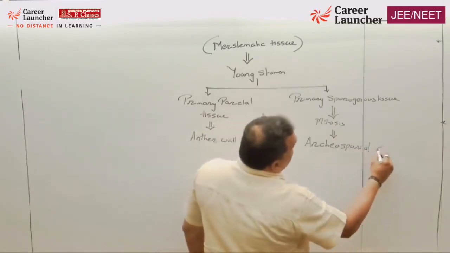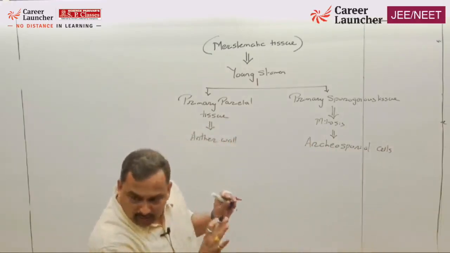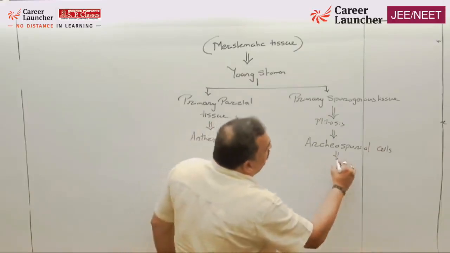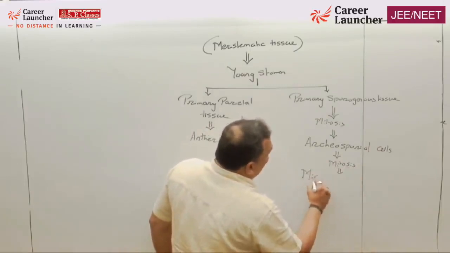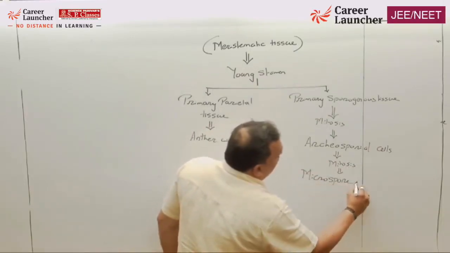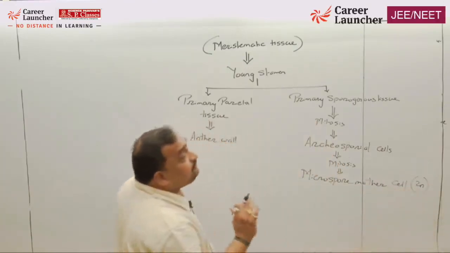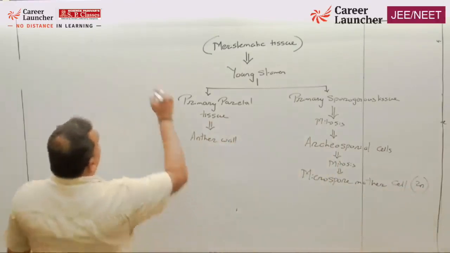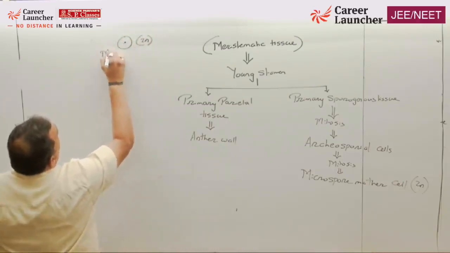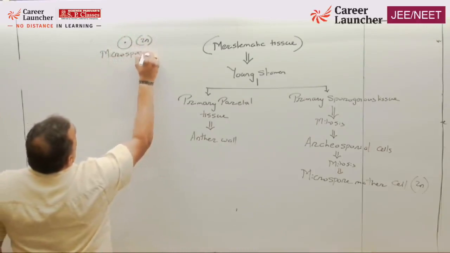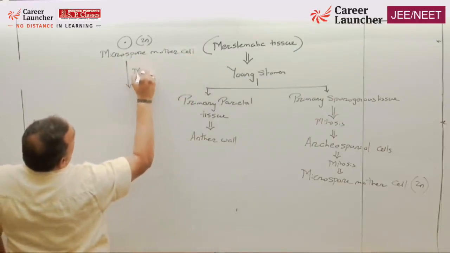Archesporial cells may themselves act as microspore mother cells, or they will undergo further mitosis and eventually lead to formation of microspore mother cells. Please remember, microspore mother cells are diploid in nature. At maturity, the microspore mother cells undergo meiosis.